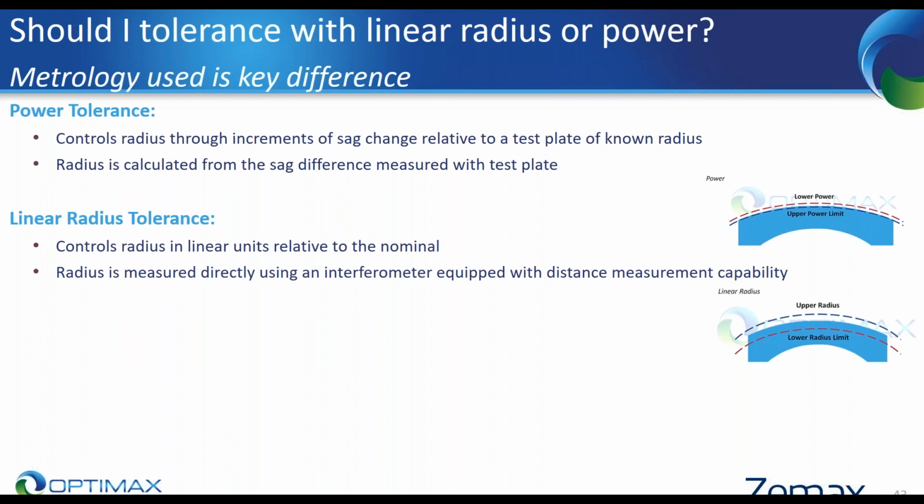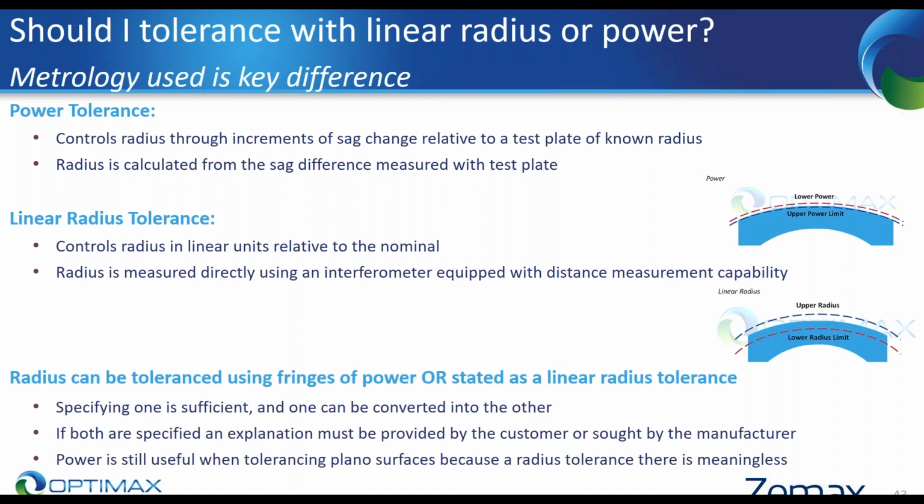Next up is radius. Another question we get: should I tolerance with linear radius or power? The metrology used is the key difference. You're going to use a power tolerance that controls radius through increments of sag change relative to the test plate of known radius. So essentially, you're using a test plate to measure the power and calculate the radius. And there's a cartoon over on the right.